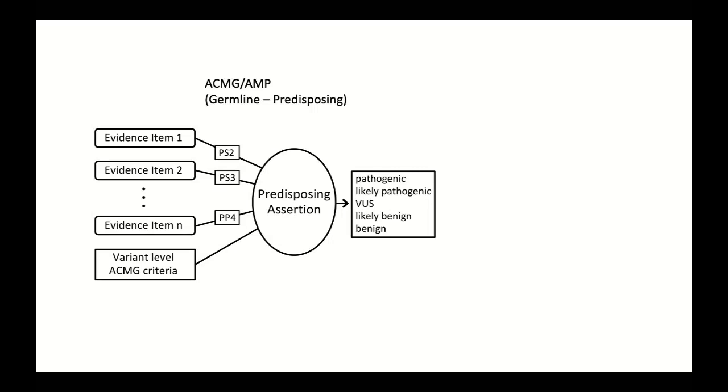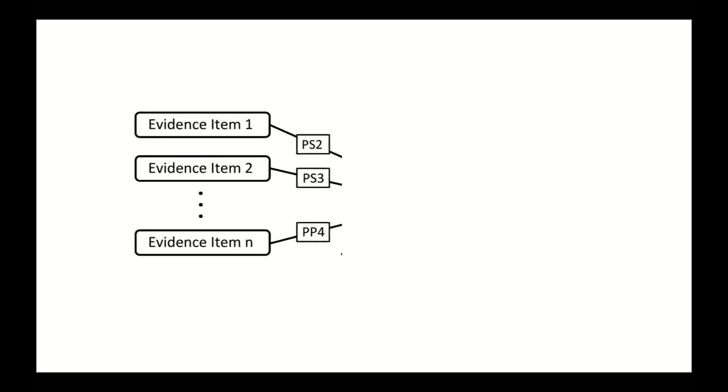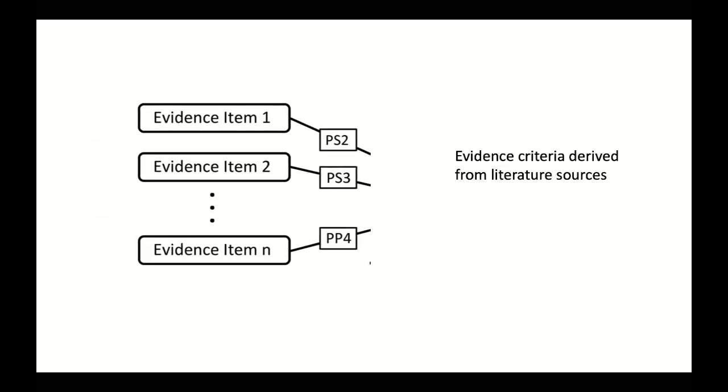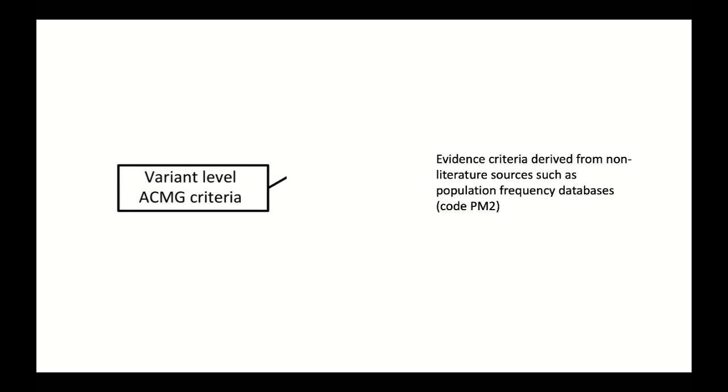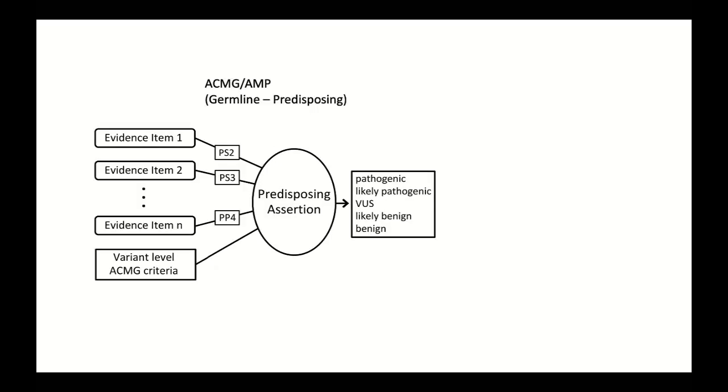CIViC captures this system with the predisposing assertion, where supporting evidence items capture variant evidence criteria derived from literature sources describing patients, while other criteria applying broadly to the variant, such as frequency of occurrence in population databases, are also applied and summed at the assertion level, following the ACMG guidelines to generate evaluation of germline variant pathogenicity.